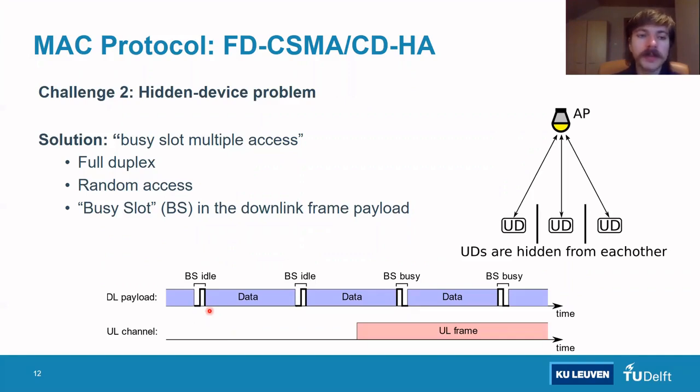All uplink frames can only be transmitted during the payload of a downlink frame. Additionally, interleaved with the data bits of each downlink payload, there are what we call short busy slots. While the AP is transmitting, it detects if the uplink channel is busy and dynamically sets these busy slots. Here, a low-high busy slot indicates that the uplink channel is idle, and a high-low busy slot indicates that the uplink channel is busy. Each user device then simply decodes the latest received busy slot to know if there are other nearby devices already transmitting, hence solving the hidden device problem. The user devices then simply schedule their transmissions using a random access algorithm similar to CSMA.